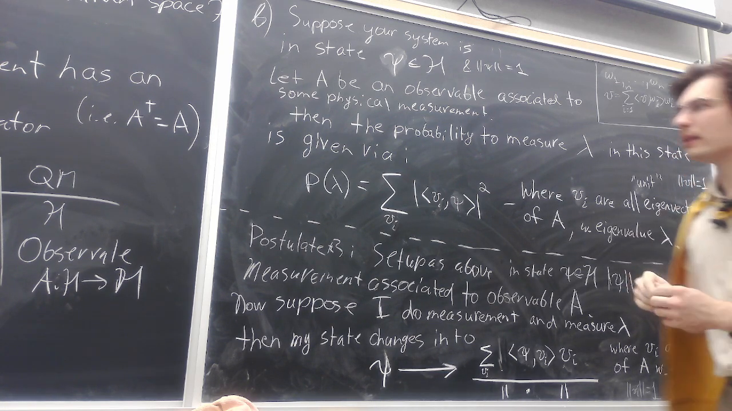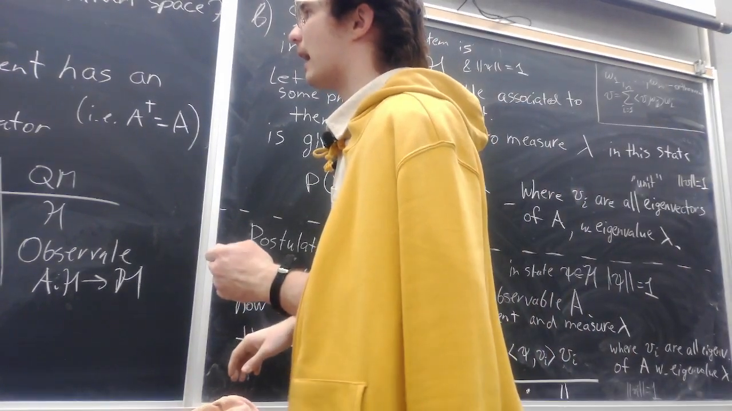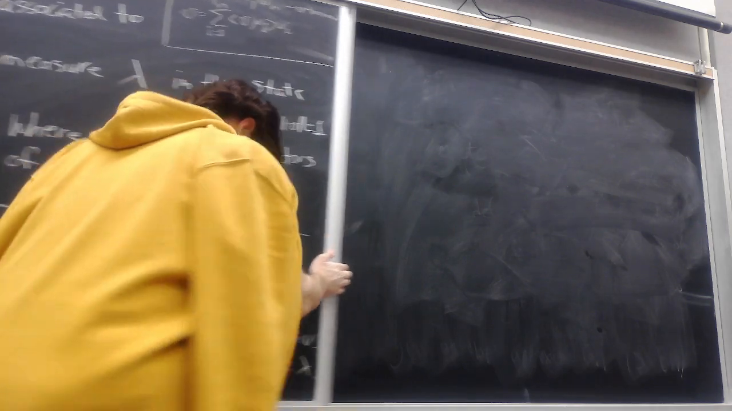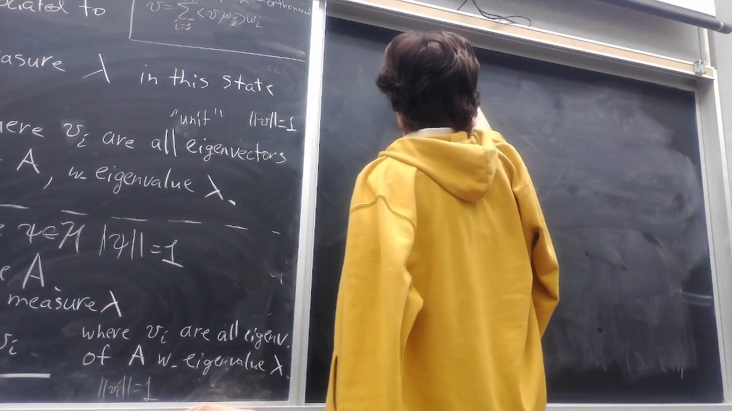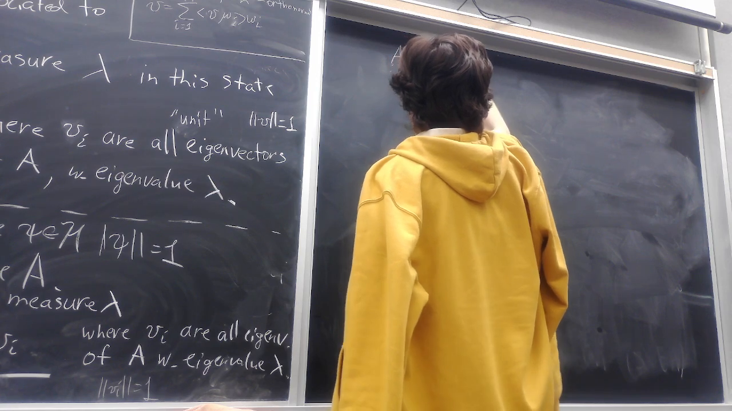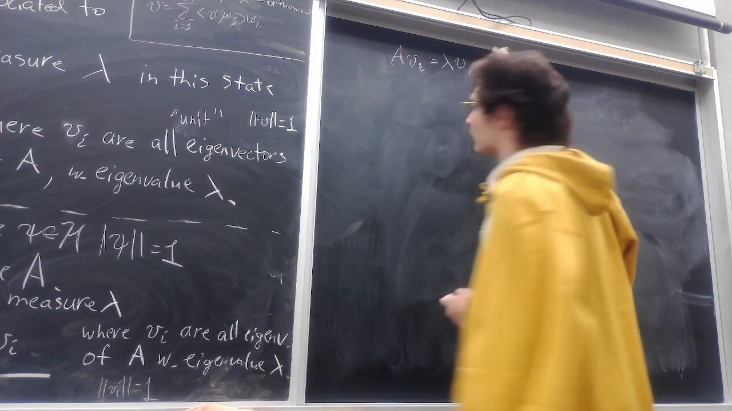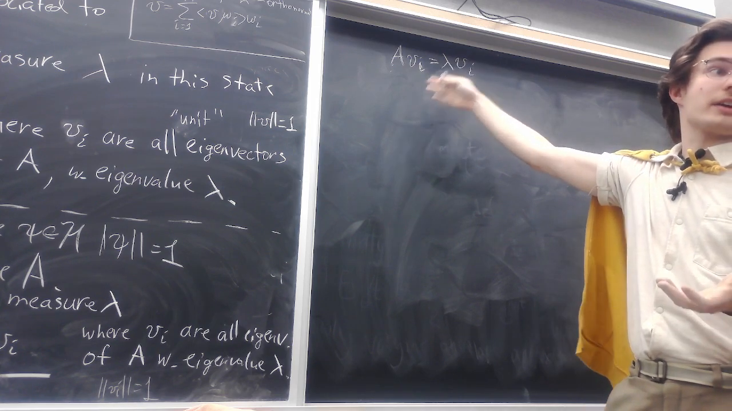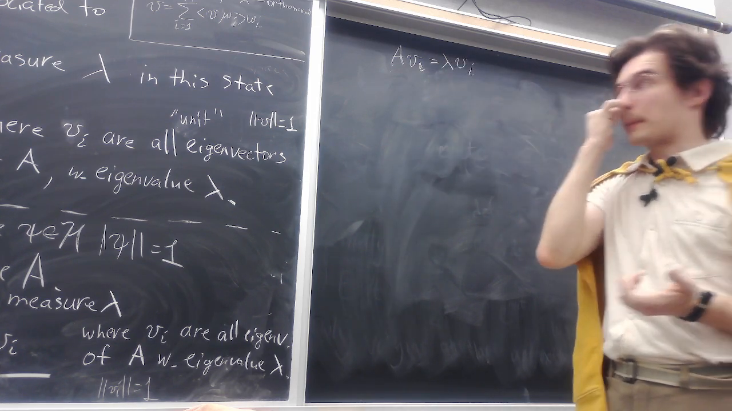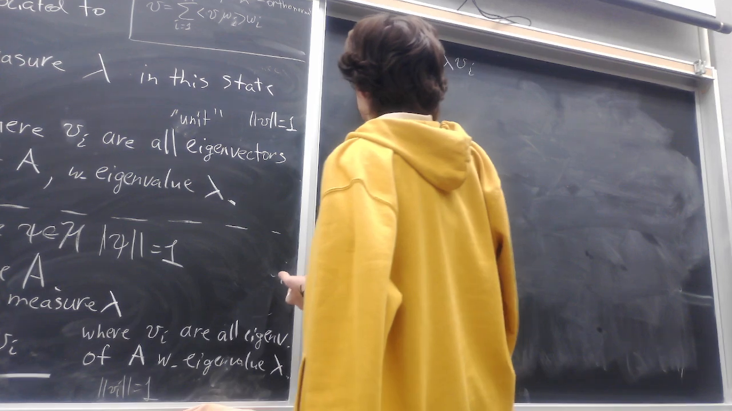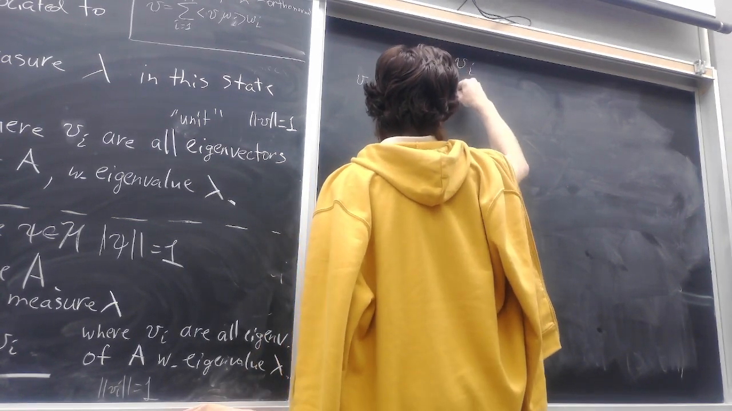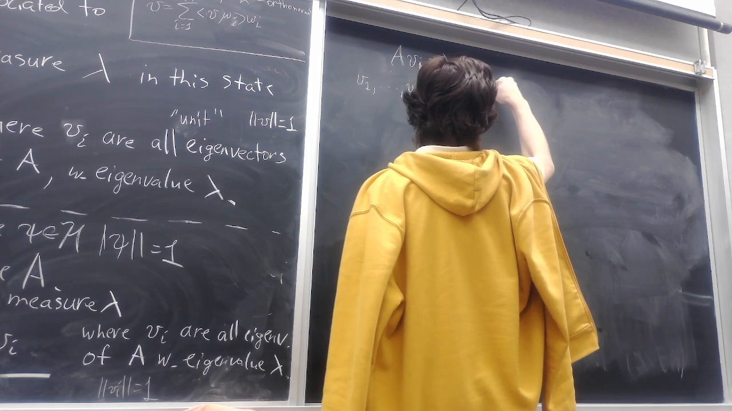So let me explain this properly. So suppose we have A v_i is equal to lambda v_i, right? So this is what it means for v_i to be an eigenvector of A with eigenvalue lambda, right? So because A is self-adjoint, v_1 up to v_n, maybe there's more, maybe there's infinitely many of these, doesn't matter. These are orthonormal.